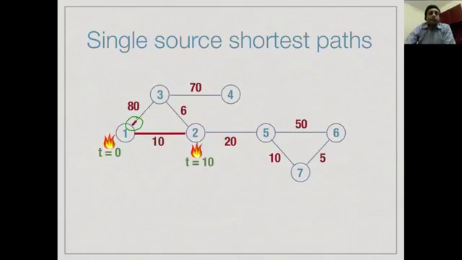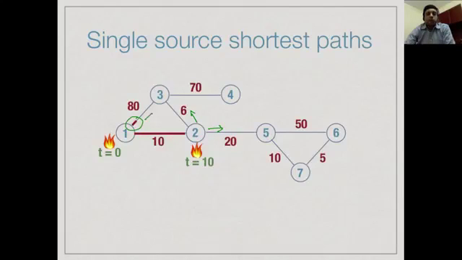Only 1/8 of the way it has traveled from 1 to 3. So at t equal to 10, vertex 2 burns, and we can say that this is the shortest cost, the shortest distance to vertex 2. Now the fire continues to propagate through 2 in two directions, right? From 2 to 3 and from 2 to 5.